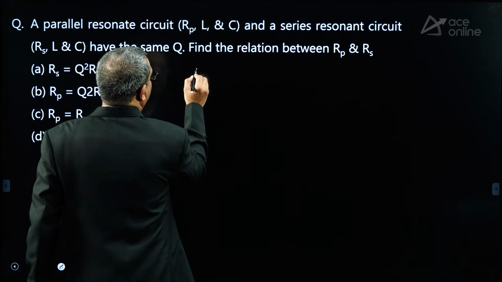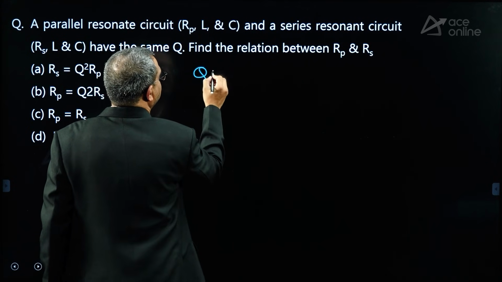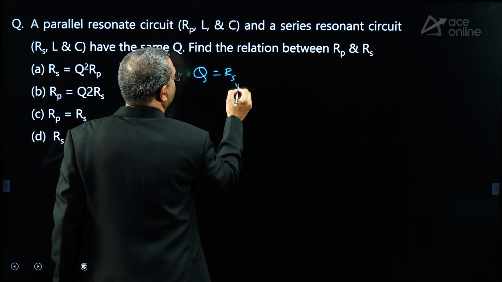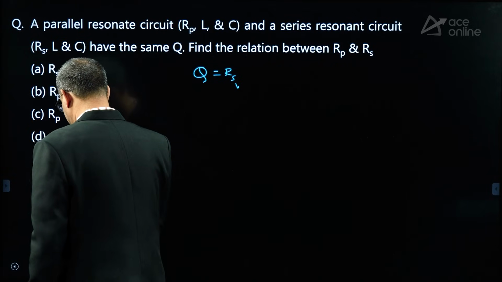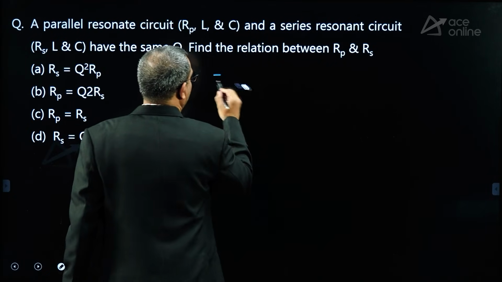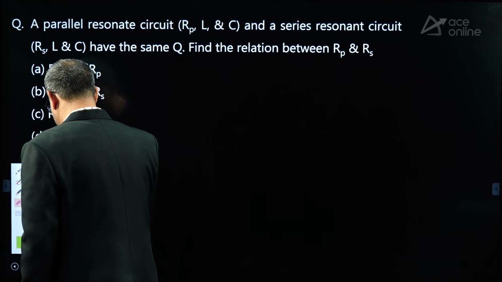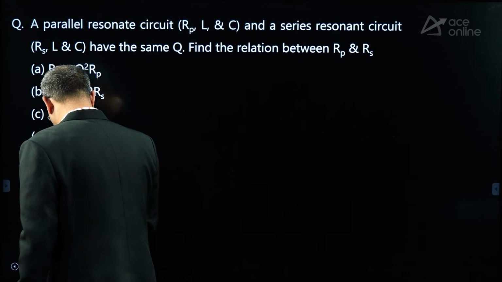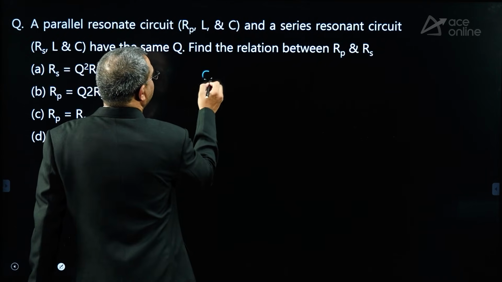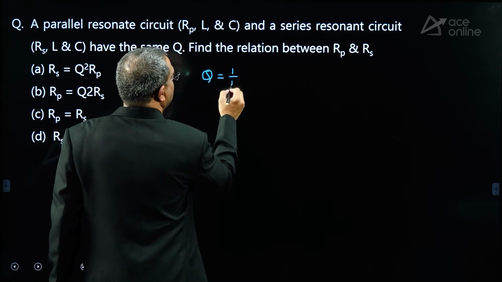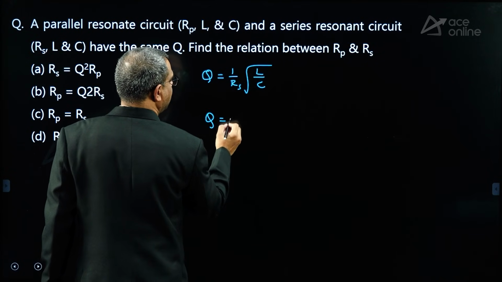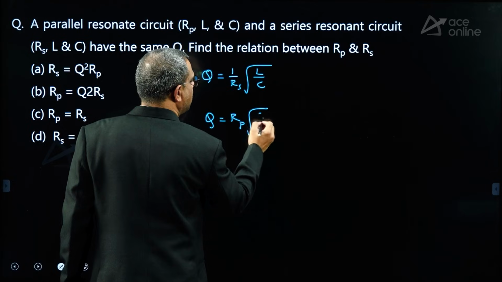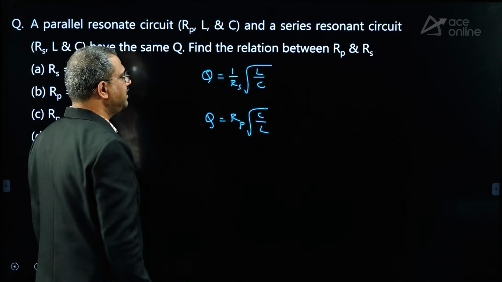Say the quality factor of series is how much? R series, root 1 by R. Okay, let me write neatly. Let me correct it. Now if you go with series and parallel, everybody watch this. In series resonance, the quality factor is 1 by R series root L by C. The parallel quality factor is RP into root C by L. Now he said both are equal.